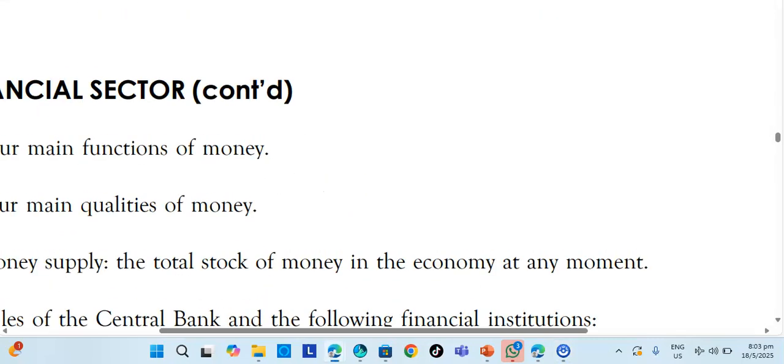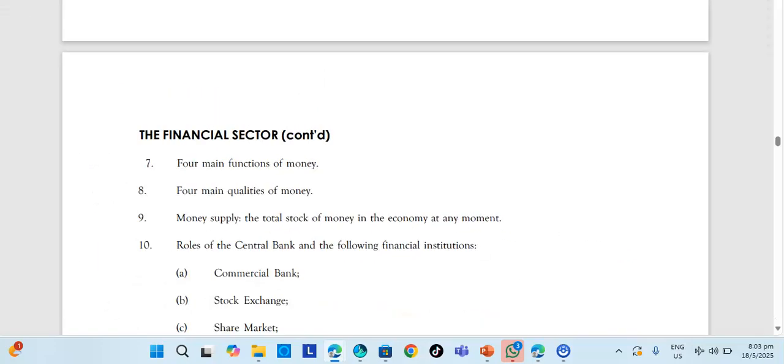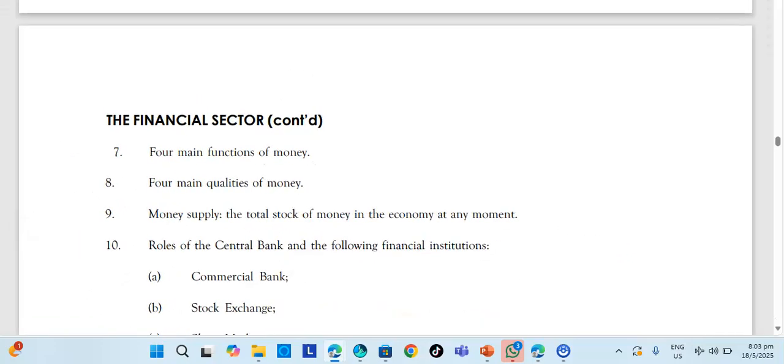Now we're going to explain the four main functions of money. I think we did mention them already, but we are going to still look at them. The four main functions of money are: money is used to buy and sell goods and services, replacing barter. Money provides a standard way to measure value or prices. Money can be saved and used later without losing its value, and money can be used to settle debts or pay for goods and services in the future.